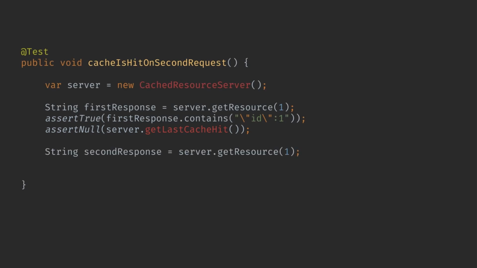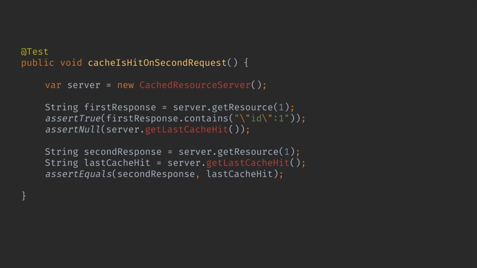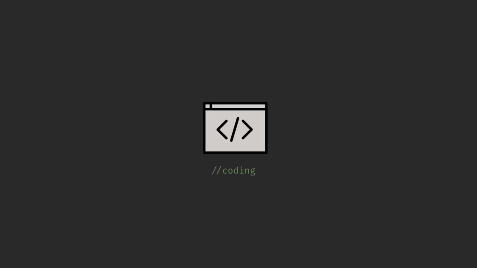Then we make a second call, which shall be using the cache, and check the last element queried from the cache. If both are the same, then the cache is working. Now let's get down to the implementation.